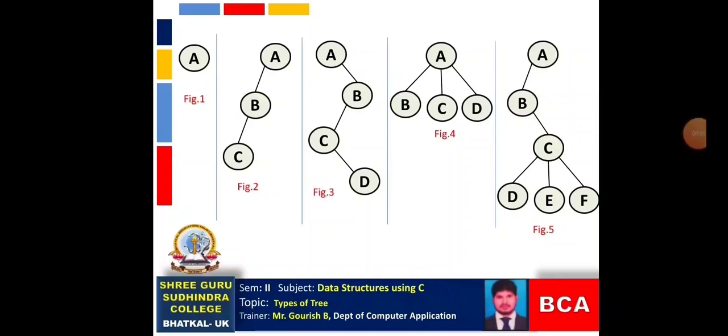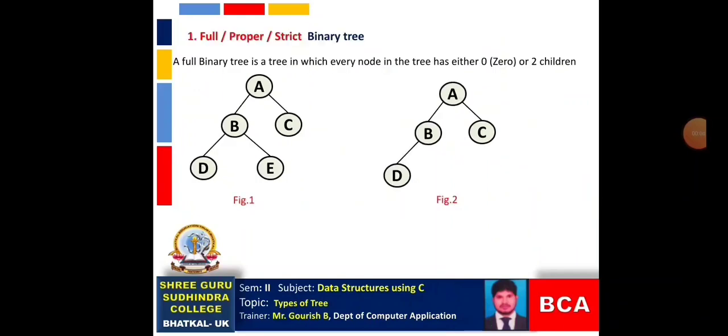Now let's look at the types of tree one by one. The first one is the full binary tree. It is also called a proper or strict binary tree. So what is a full binary tree? A full binary tree is a tree in which every node has either 0 or 2 children. The only condition is that it should have either 0 or 2, not one child.